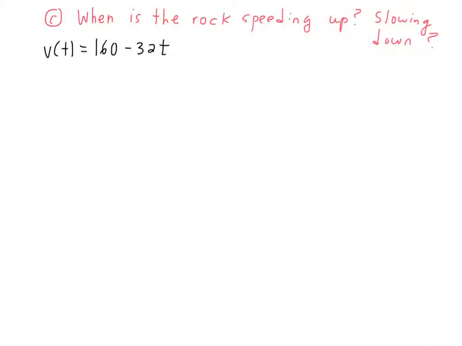In our last question, we want to know the time values when the rock is speeding up and when it is slowing down. Recall our velocity equation was that, and we need acceleration. That's going to be negative 32, and acceleration is measured in feet per second squared. If we're talking about speeding up and slowing down, we need to get a feel for what the signs are. So to do that, let's make a couple of sign diagrams, the first one for velocity and the second one for acceleration.